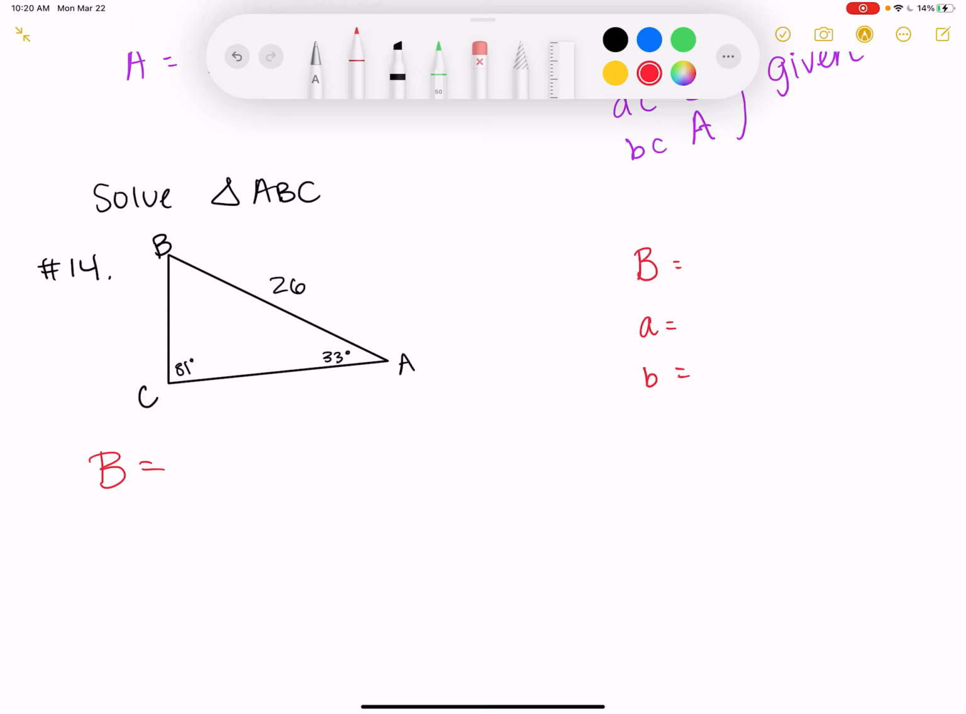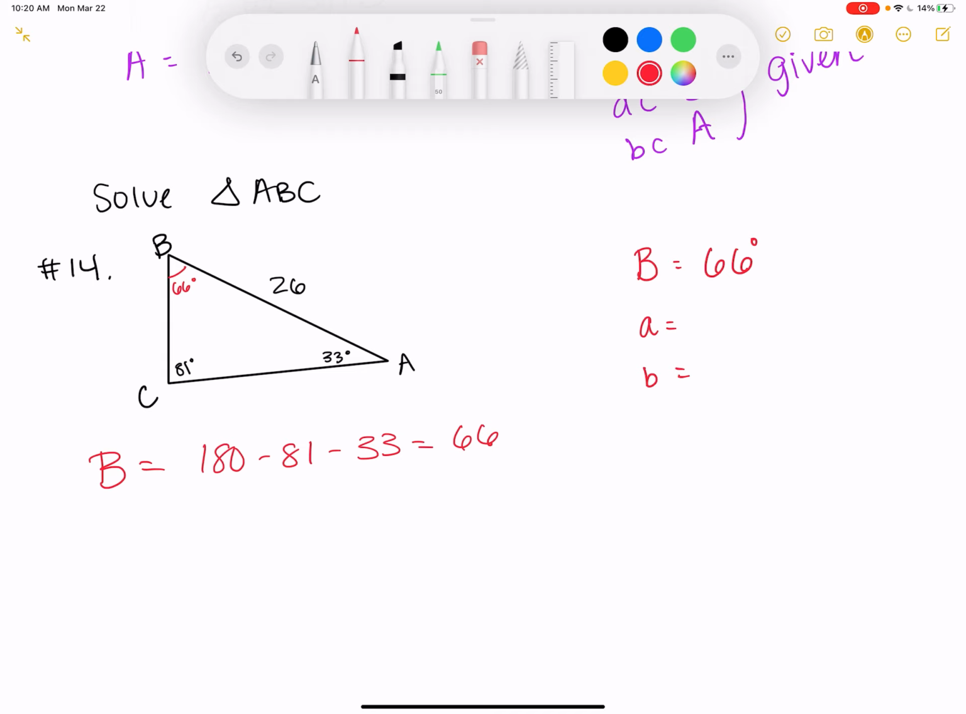Okay, so how do I find angle B? Oh, I did this one. You do 180 minus 81 and 33, and it is 66, unless I'm wrong. Taking your word for it, so you better be right. Yes. Okay, so 66 degrees. So now I need to find my other two sides.